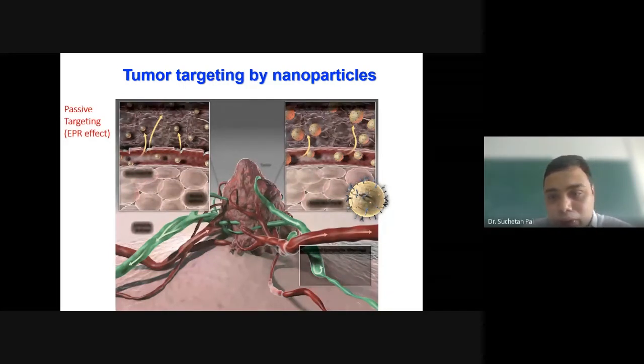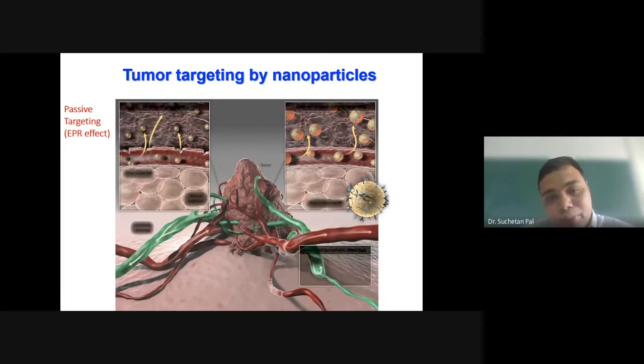And also, if you have some molecules on the nanoparticle surface which have a very nice interaction or affinity with the cancer tissue, then this nanoparticle can also go through the blood vessel and go to the tumor tissue. So over time, this nanoparticle gets accumulated inside the tumor tissue, not in the normal tissue, right?